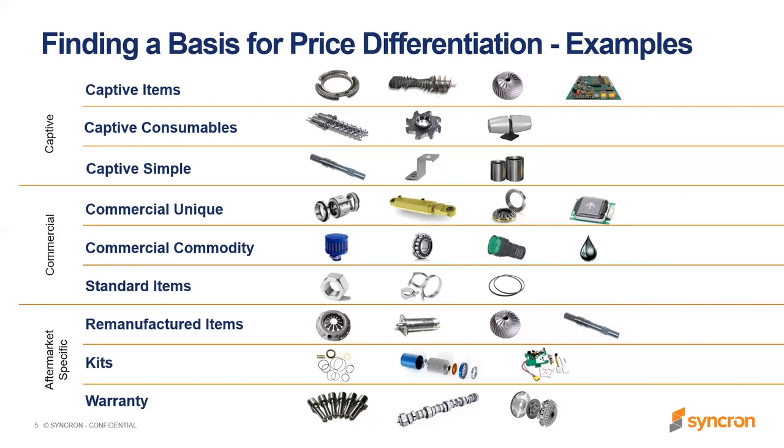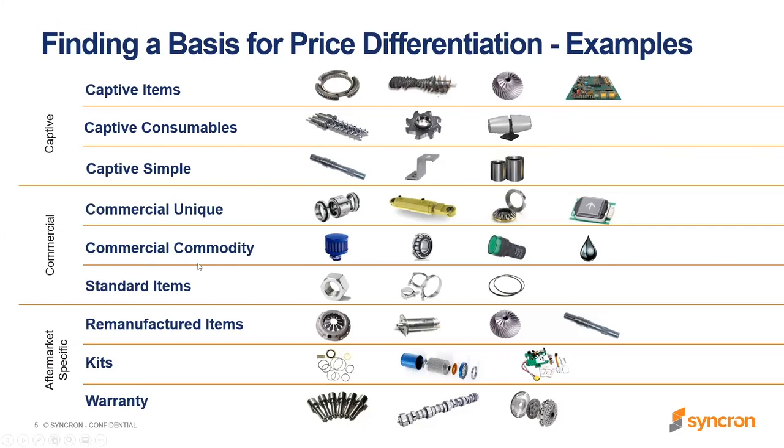So for the really high-volume items, they might not have competition now, but they might over time. Likewise for the captive simple, like wear sleeves or brackets, if you cannot deliver those, it might be relatively easy for customers to go to their local workshop and have them re-engineer the part so that it can be used.